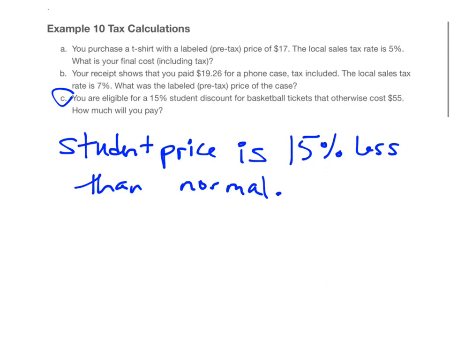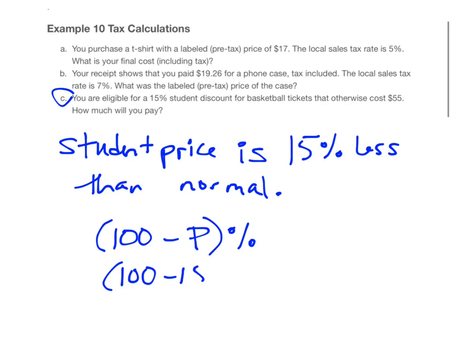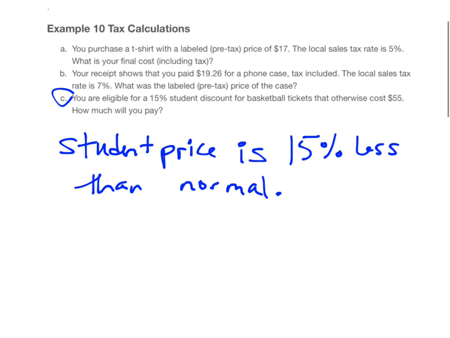Okay. So if we convert that to a percentage of, all right, remember the little equation 100 minus P%. Okay, so if it's 15% less than the normal price, that would be 100 minus 15, or we could also say that the student price is 85% of the normal price. Okay, so we have a sentence, and then let's make this into an equation.